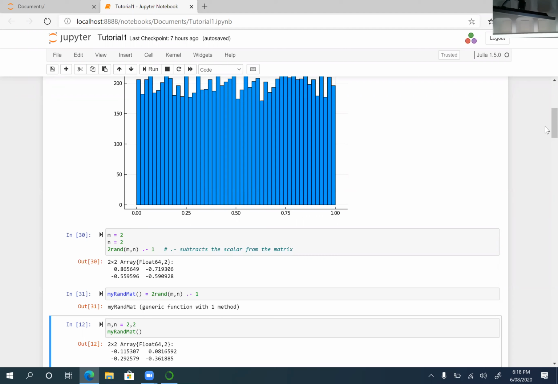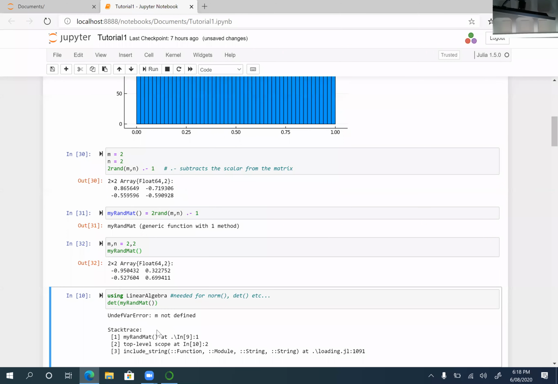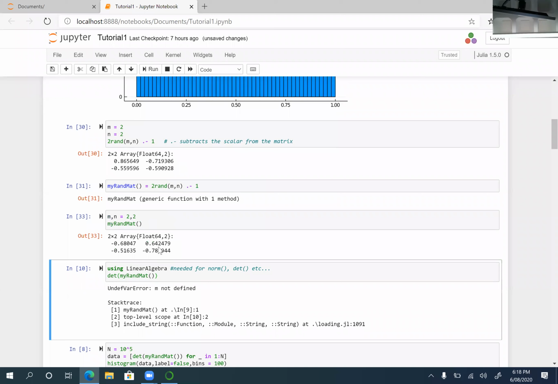All right, so where were we? I believe that we just entered the random matrix function. So now we'll try this out. Okay, it seems to work. Let's try it again and see if we get different numbers this time. Yep, great, it's working, and the entries are between -1 and 1.